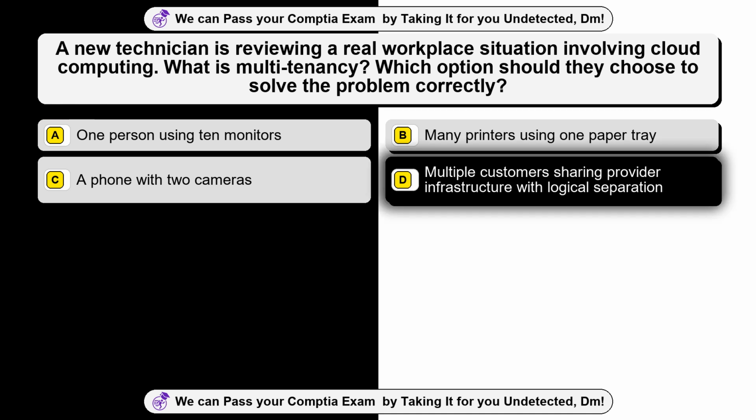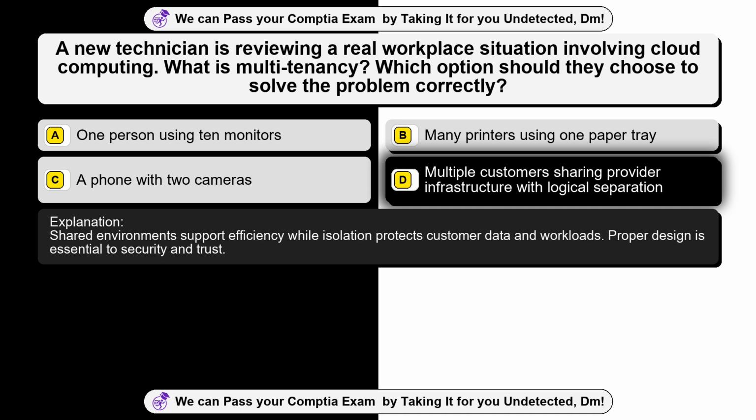The correct answer is option D, multiple customers sharing provider infrastructure with logical separation. Shared environments support efficiency while isolation protects customer data and workloads. Proper design is essential to security and trust.